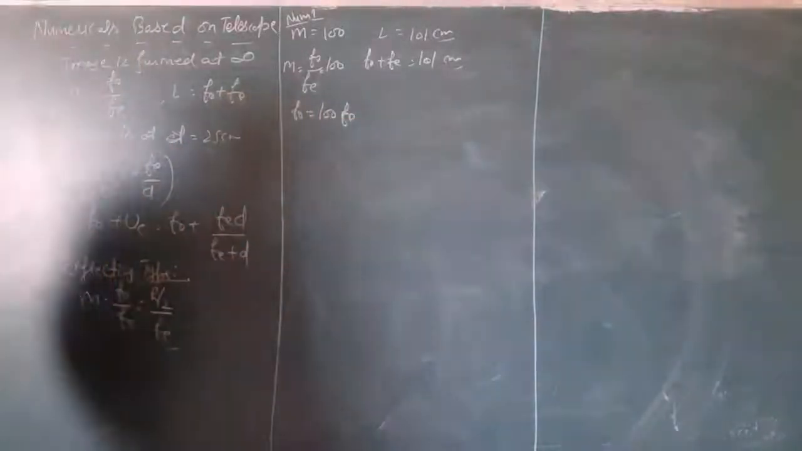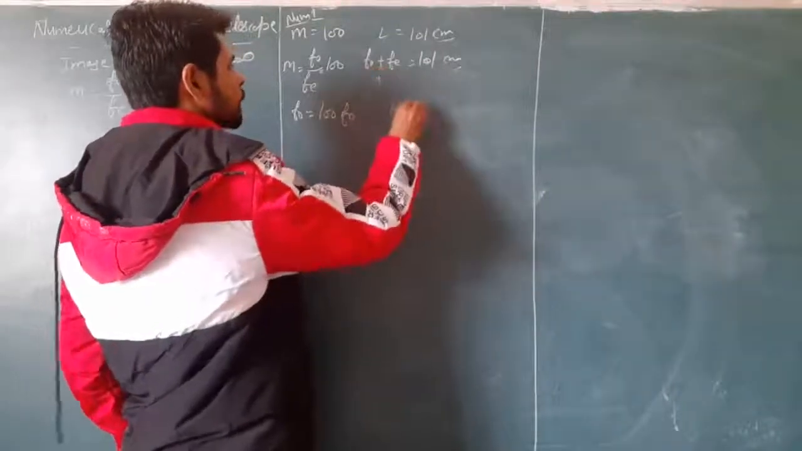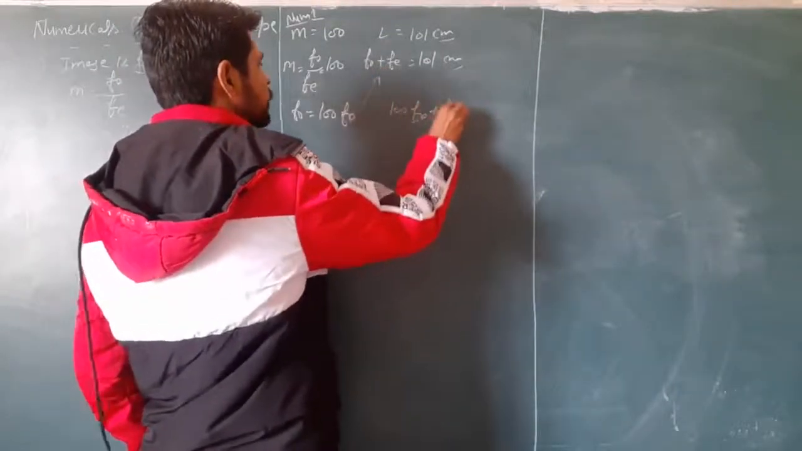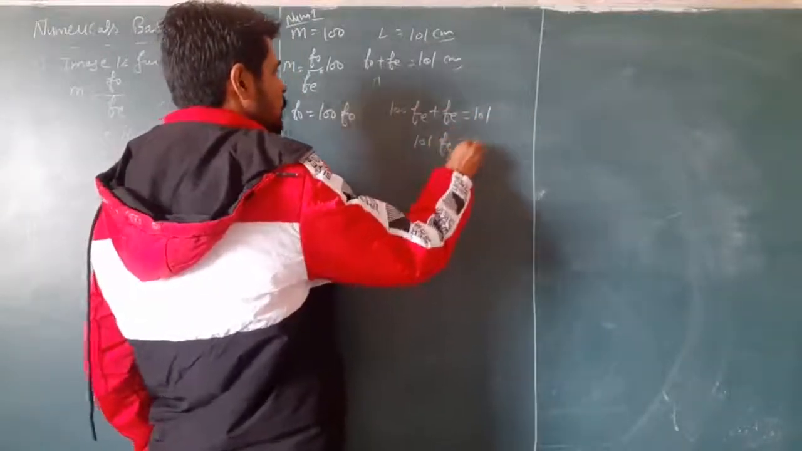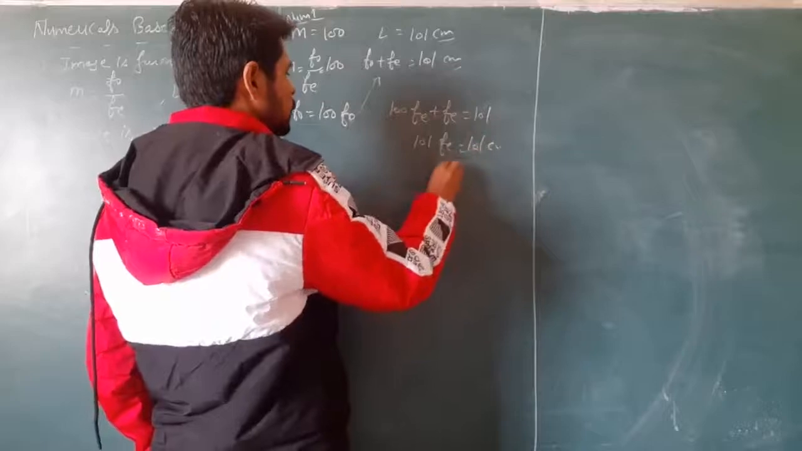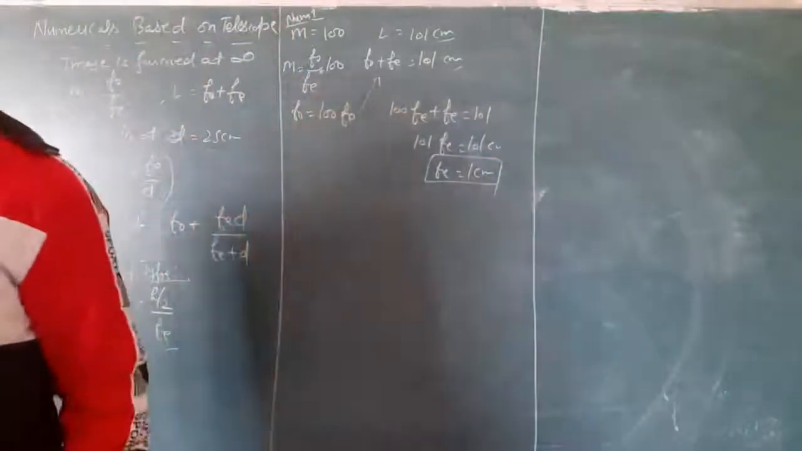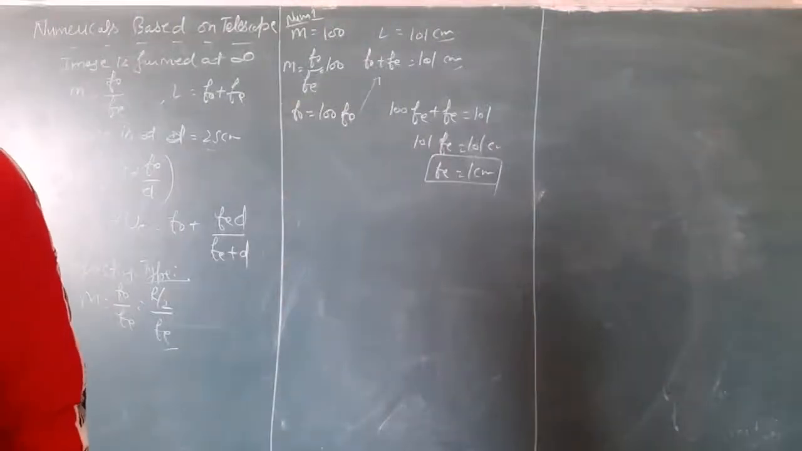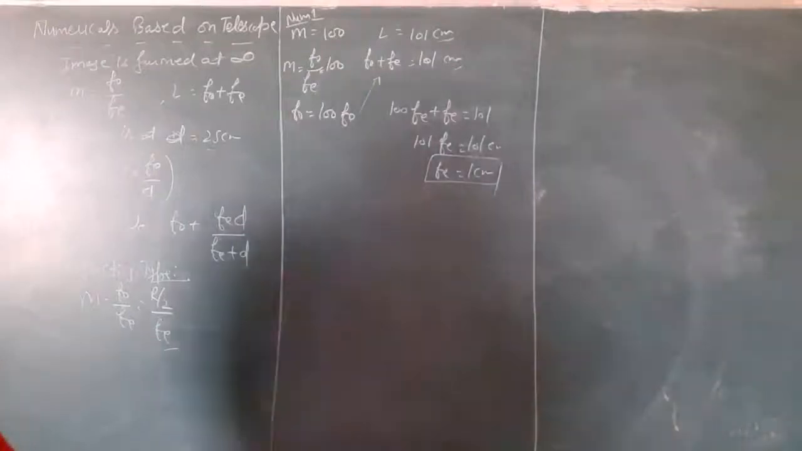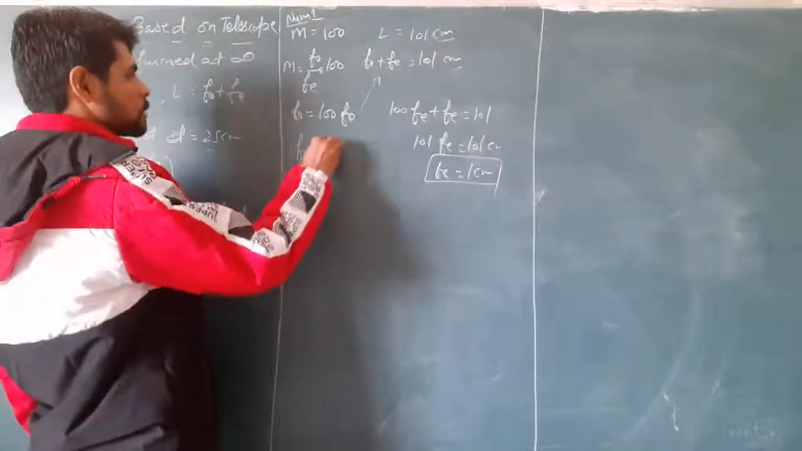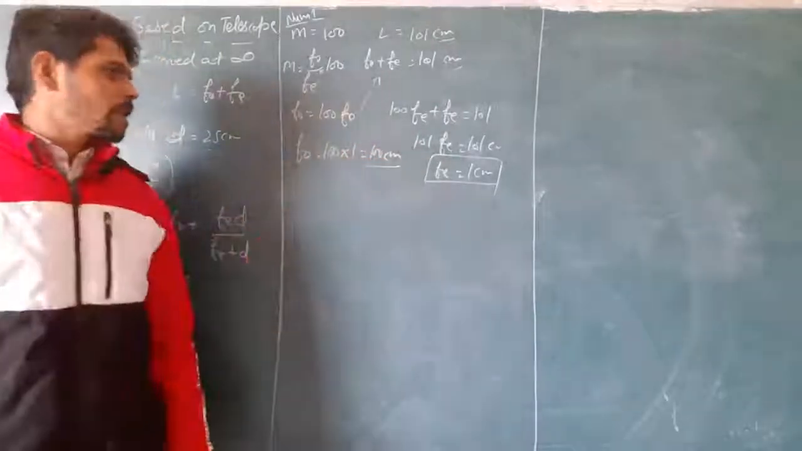From this magnifying power we can calculate f naught is 100 fe. Put in this, f naught is 100 fe plus fe equals 101 centimeter. So it will be 101 fe is equal to 101 centimeter. Fe is equal to 1 centimeter. It means the focal length of eye lens is 1 centimeter. Then what will be the focal length of objective lens? So put over here, f naught is equal to 100 into 1, so 100 centimeter. So the focal length of objective lens is 100 centimeter.